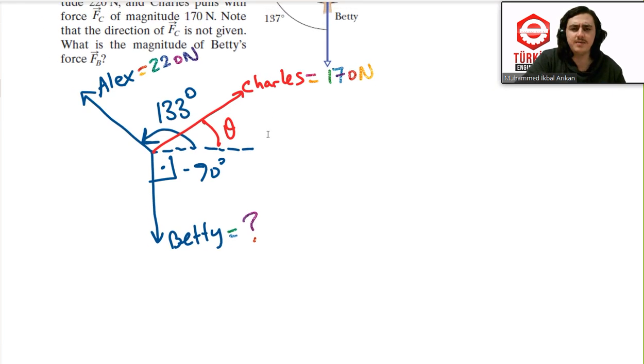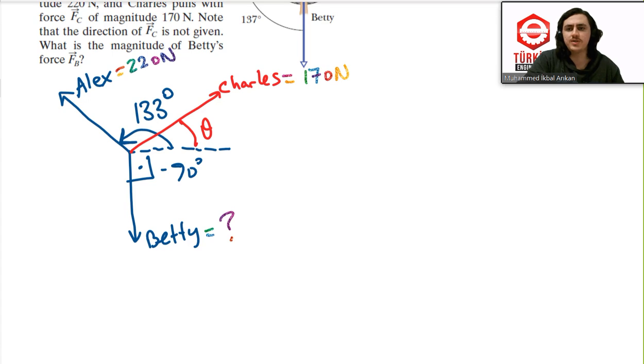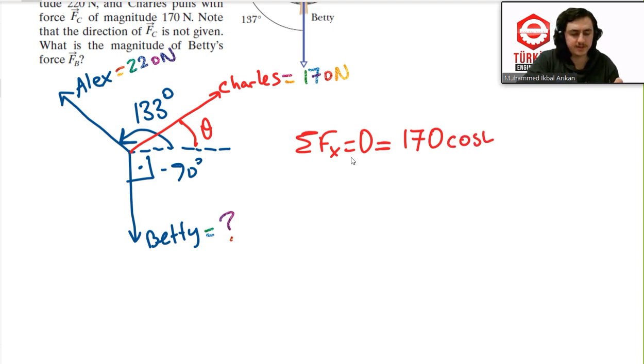So how can I calculate? I must put two equations for two axes. So I will start with the x-axis. In the x-axis, the summation of all forces must be equal to 0. I have two forces. Charles' pulling force in the x-axis will be just the force multiplied by cosine theta. I have Alex's force. I will put positive, but from the angle I will get negative. You will see. Alex's force is just 220 cosine of this angle.